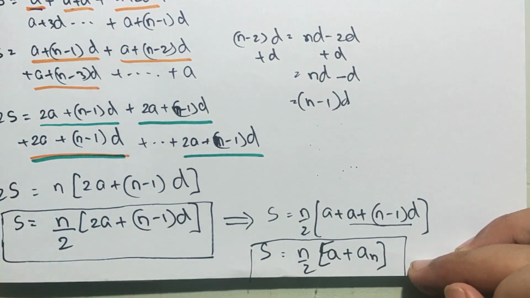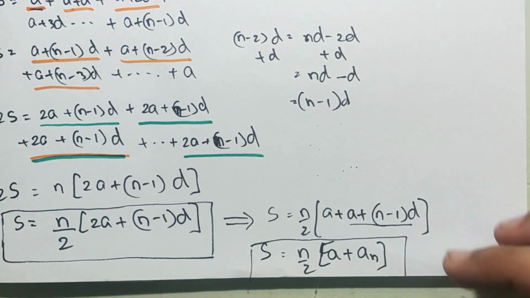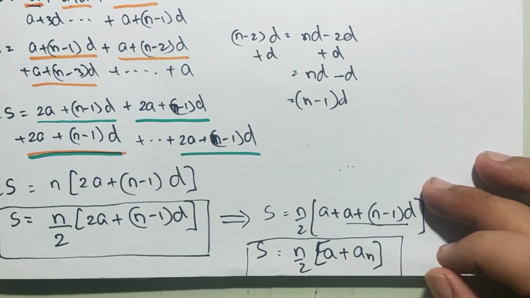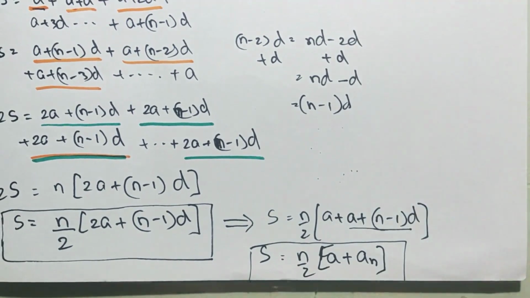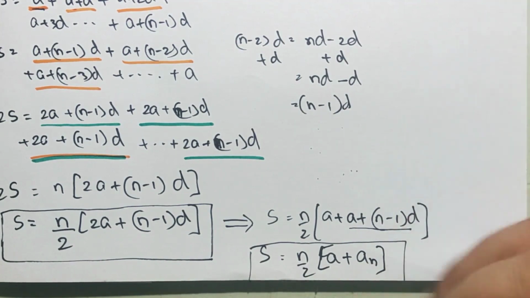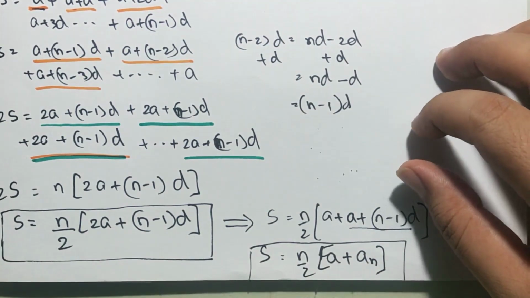Understood how we derived this formula, the sum of the n terms? If you didn't understand, please go back to the video. This derivation will never be asked in the examination, but as a student you should gain the knowledge, and this is the way we derive a formula. Okay, in the next video I'll be starting with the exercise, so go through this video and then we'll start the exercise in the next video. Thank you.